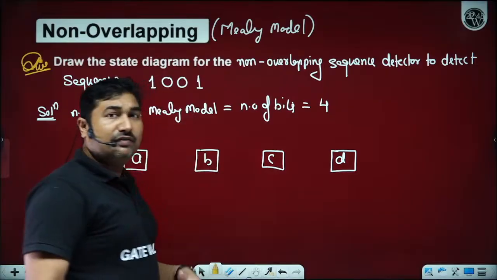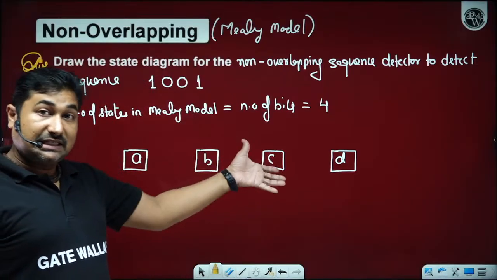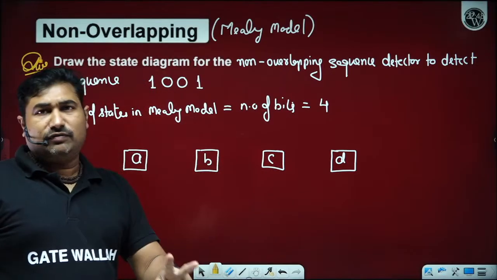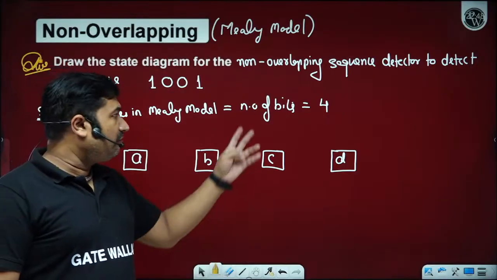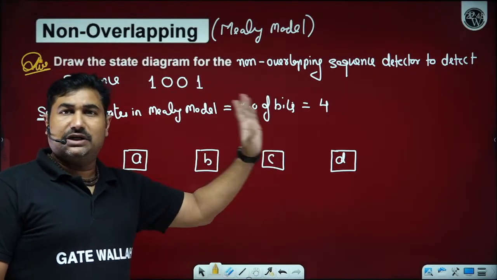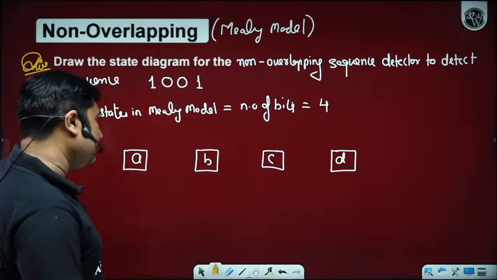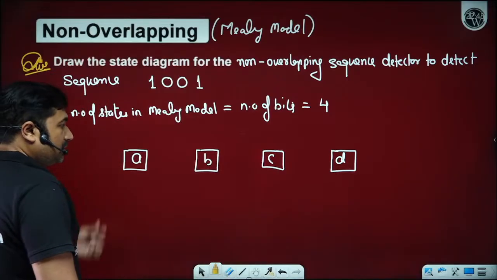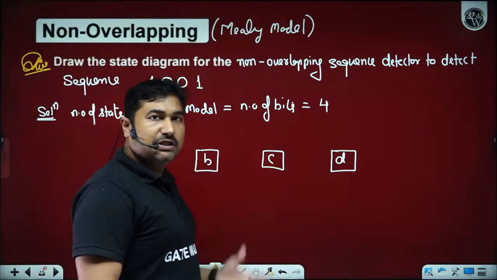How many flip-flops are required to design such a Mealy model? Only 2 flip-flops are required. Because we have 4 states, m is less than or equal to 2 to the power n, where n is 2. With only 2 flip-flops, 00, 01, 10, 11, 4 states can easily be designed.